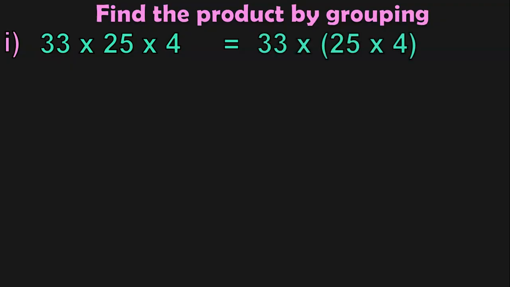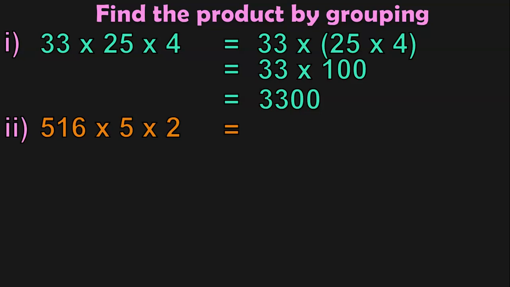Now, find out the product by grouping. The question is 33 into 25 into 4. How can you group this? We know that 25 into 4 can be grouped together because 25 into 4 is 100. So 33 into 100 will be 3300. See how easy and quick this calculation can be done? Let us do more examples to understand this concept better.